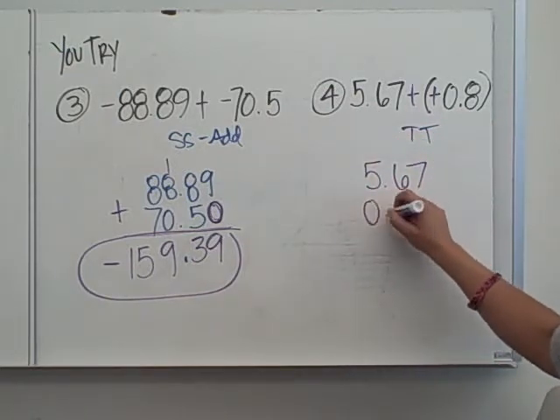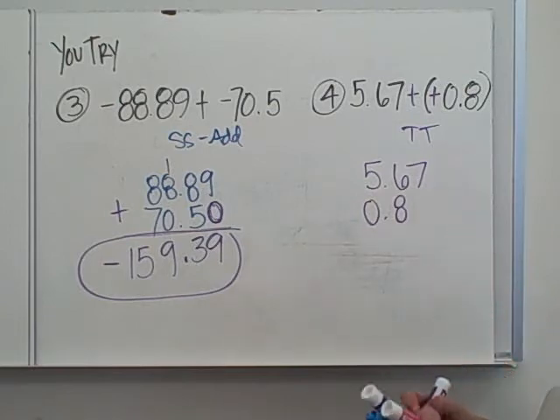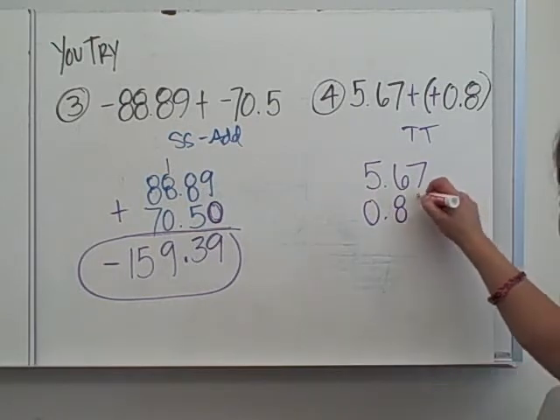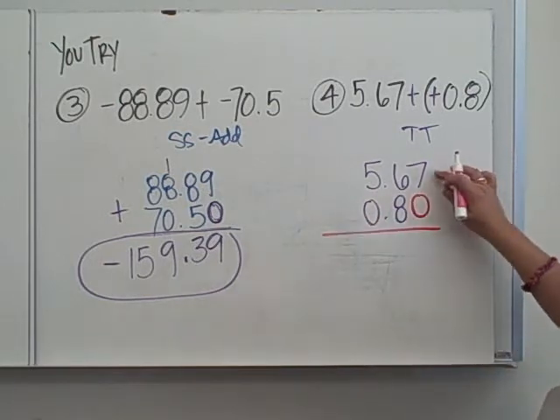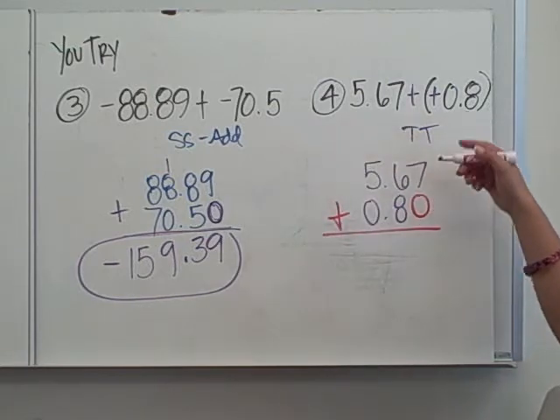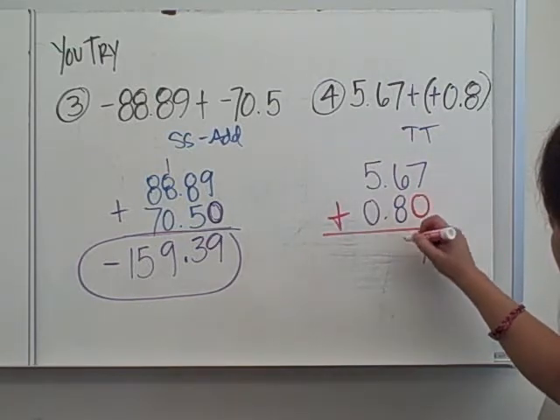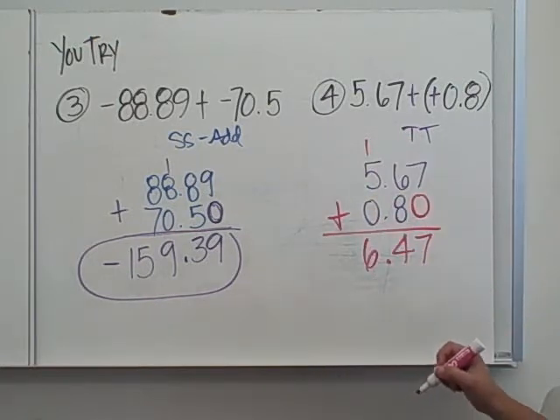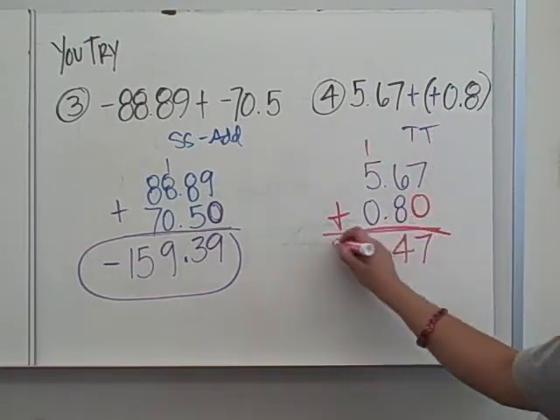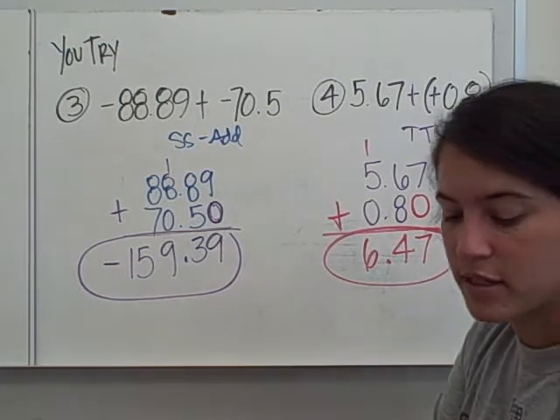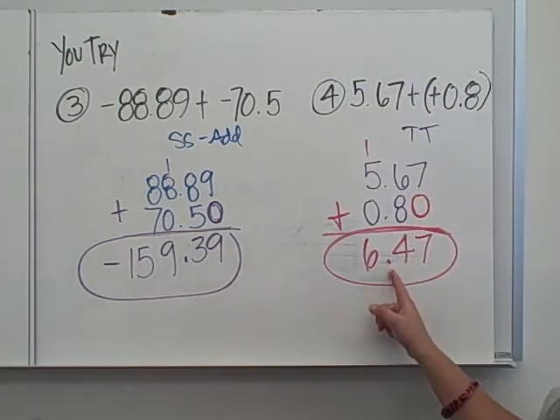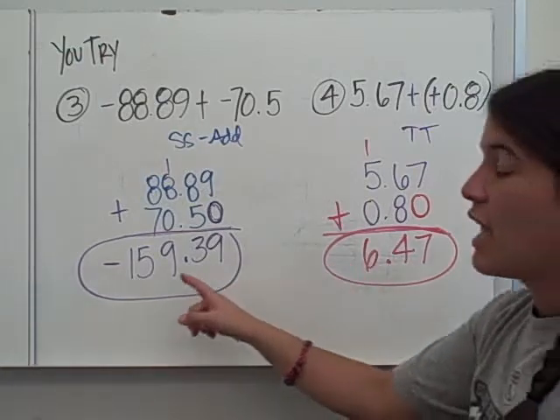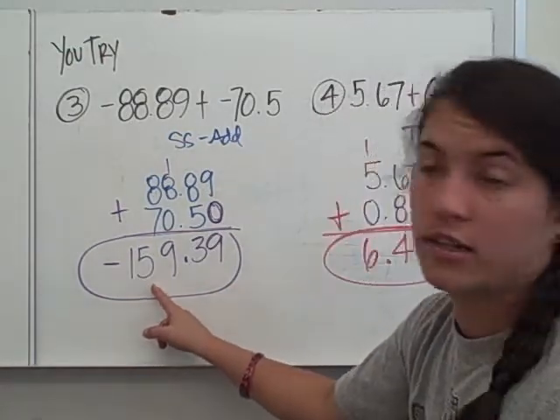5.67, 0.8. And again, I need to put in a placeholder. I'm going to add. So 7, 14, and 6. And my answer is positive because both of those are positive. So 6.47 and negative 159.39.